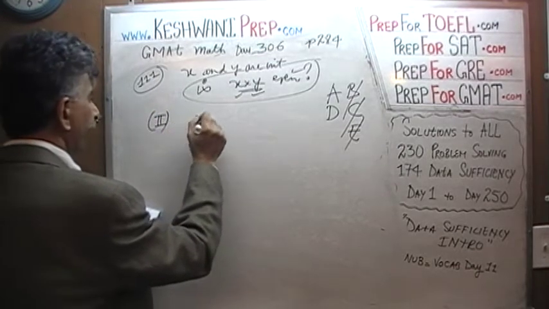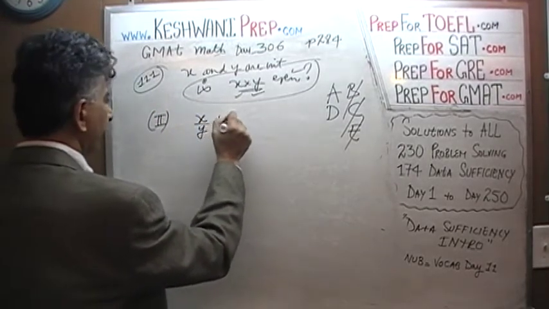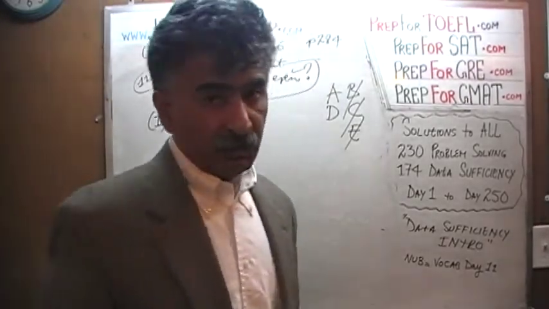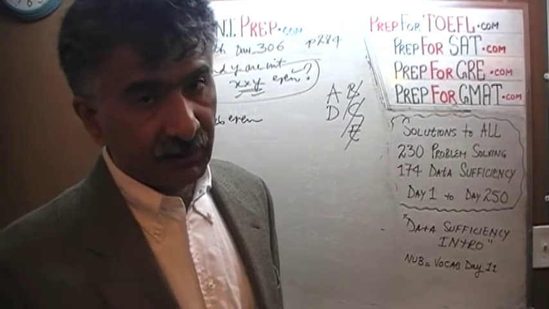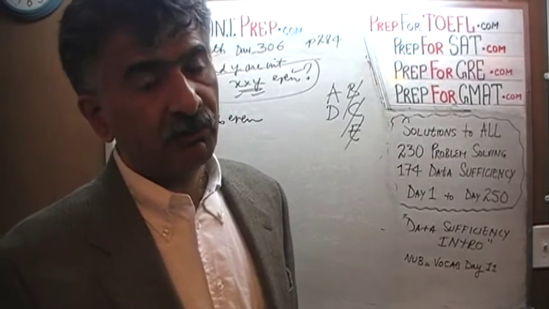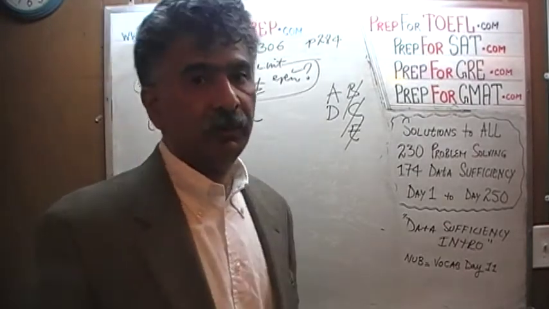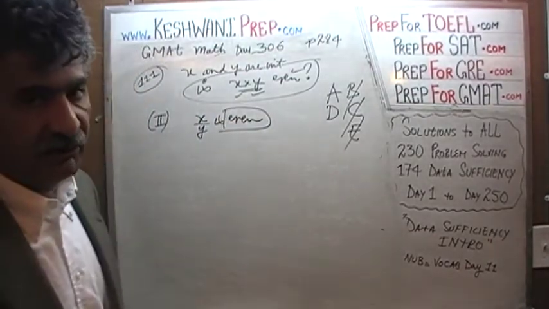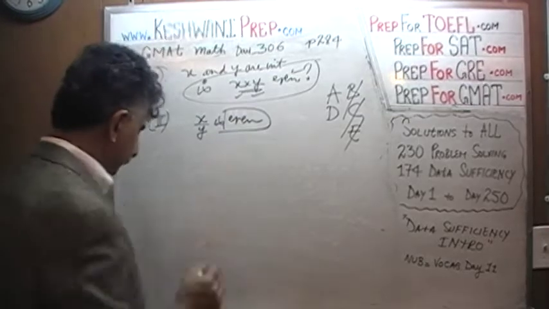The second statement tells us that x over y is even. Well, when we talk about the division of one integer by another, there are four different scenarios we have to look at, and we're going to look at all four of them, keeping in mind that we have to meet the condition that x divided by y is even.